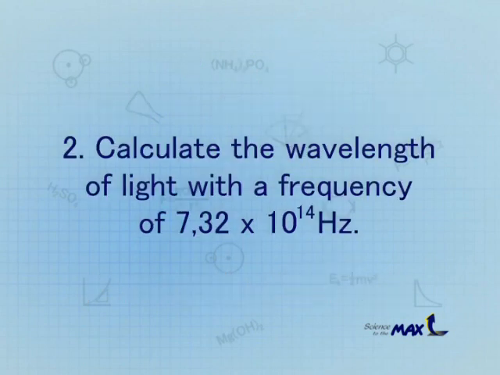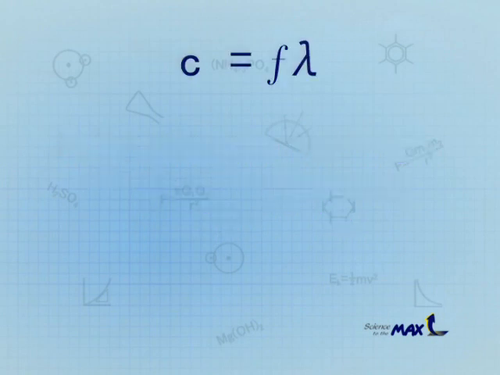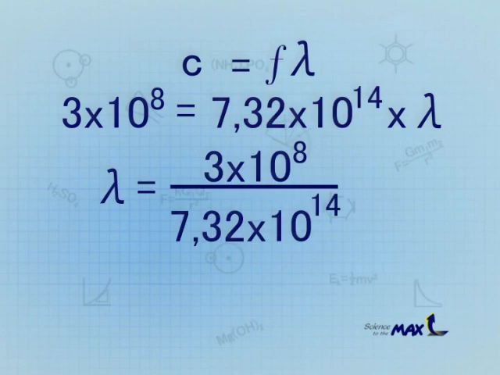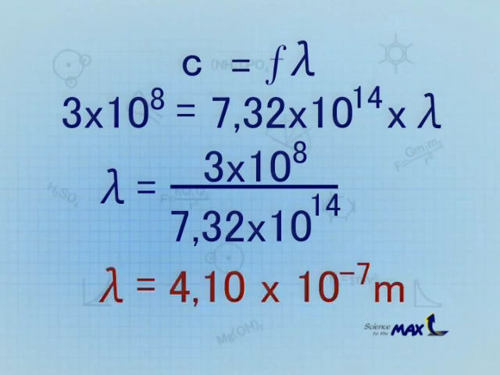Here's another calculation. Calculate the wavelength of light with a frequency of 7,32 × 10^14 hertz. c = f × λ. So 3 × 10^8 = 7,32 × 10^14 × λ. Lambda = 3 × 10^8 divided by 7,32 × 10^14. So the wavelength is 4,10 × 10^-7 meters.